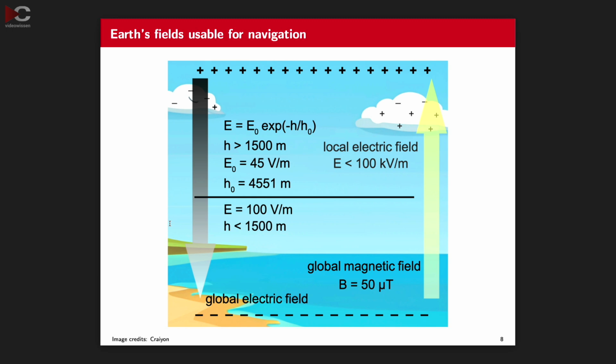Compared to this electric field, the global magnetic field seems to be rather weak, because there we have a field strength of around 50 microtesla, which is very small. And for the southern hemisphere, we have a magnetic field pointing upwards. For the northern hemisphere, we have a field pointing downwards. So now we have outlined all the electromagnetic fields of Earth that can be used to navigate charged UFOs.